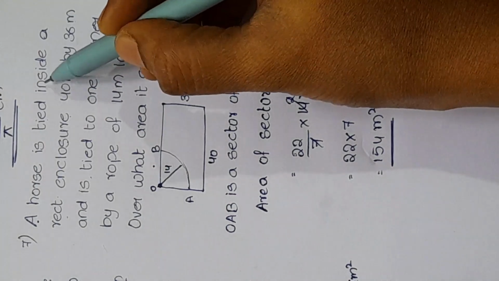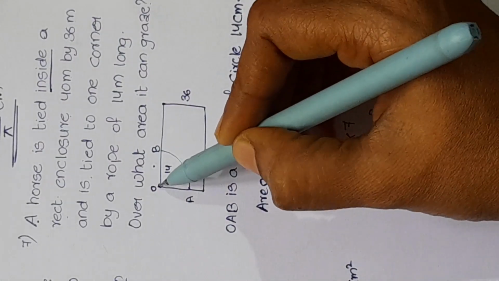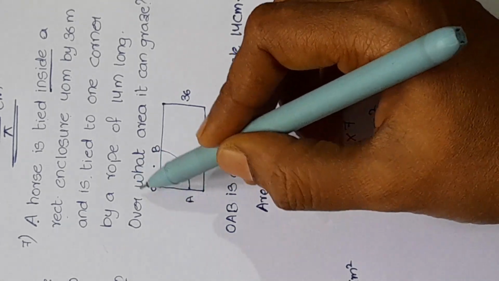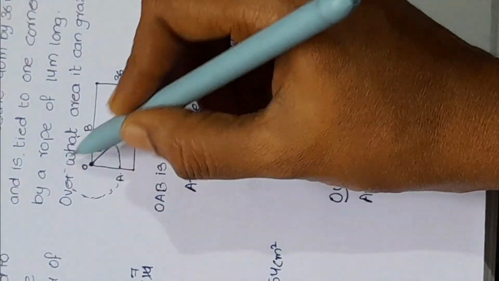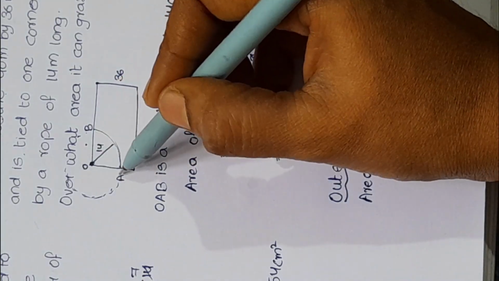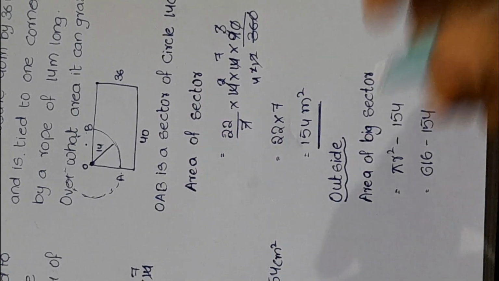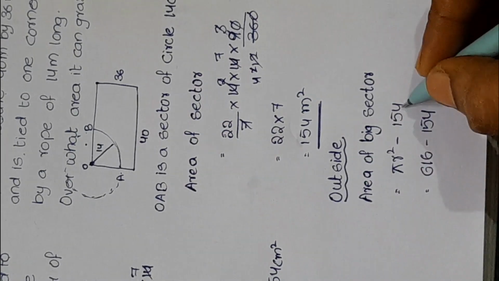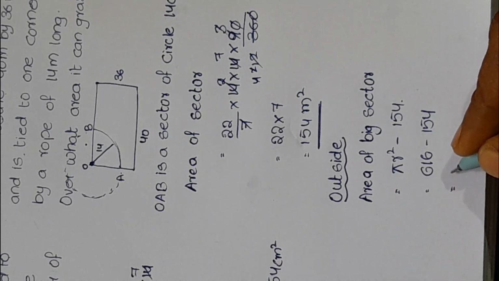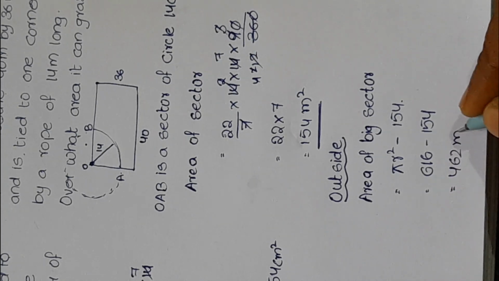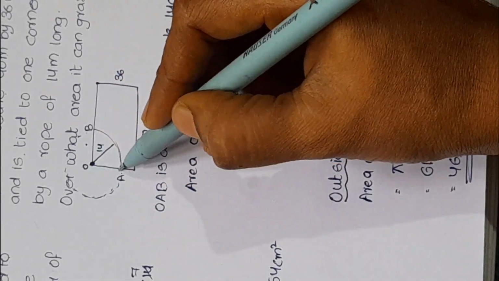Here in the question, the horse is tied inside the rectangular enclosure. But if it is tied to the same point but outside the rectangular enclosure, the graze area will be the dotted line. This sector area can be found by subtracting the small sector area from the total circle. Area of the big sector is circle area minus 154, that is the smaller sector. 616 minus 154, which is equal to 462 meters squared, is the area of the bigger sector if the horse is tied outside the rectangular enclosure.